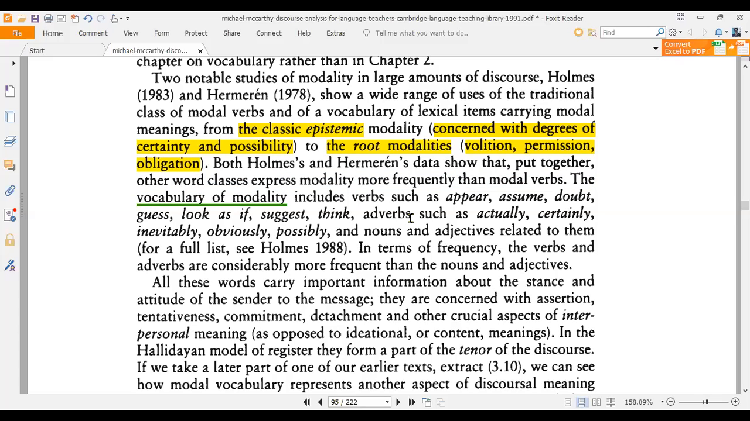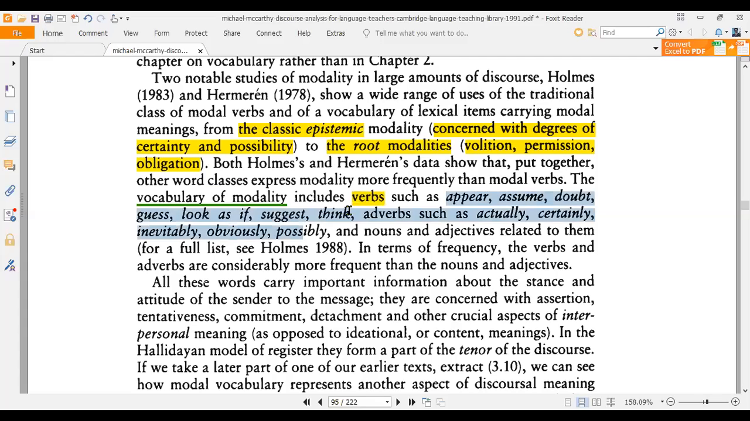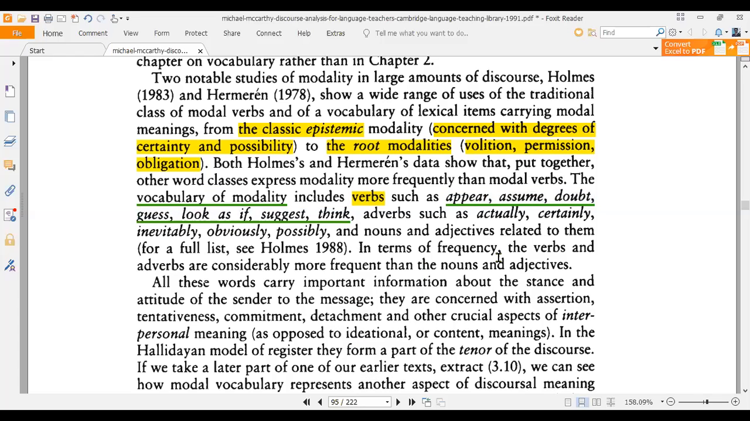such as appear, assume, doubt, guess, look, as if, think. These can be called the verbs. And we have adverbs such as actually, certainly, inevitably, obviously, and possibly. These are also types of adverbs which can express the meaning of modality.